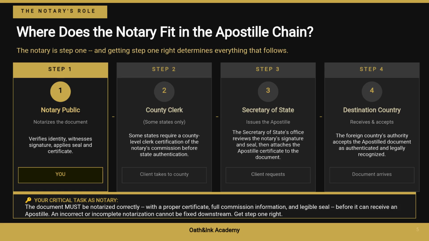Here is the critical insight. You cannot fix a bad notarization downstream. The county clerk cannot. The Secretary of State cannot. If your notarization is defective, the document has to start over. Get step 1 exactly right.